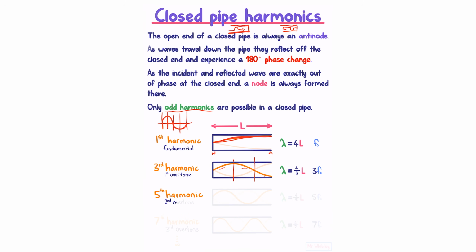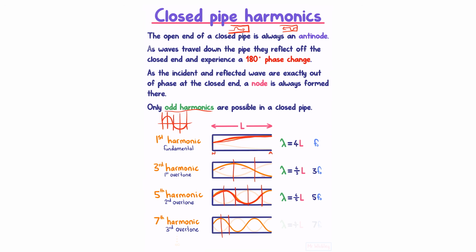For our fifth harmonic, second overtone, we once again add another node and antinode, and if we divide this pipe into fifths, we can see that a full wavelength is 4 of these fifths. So our wavelength is 4/5 L. And as per usual, the frequency is 5 times the fundamental. For our 7th harmonic, which is our 3rd overtone, we once again add another node and antinode, and if we divide this into sevenths, we can see that a full wavelength is 1, 2, 3, 4 of these sevenths. So our wavelength is 4/7 L, and the frequency is 7 times the fundamental.